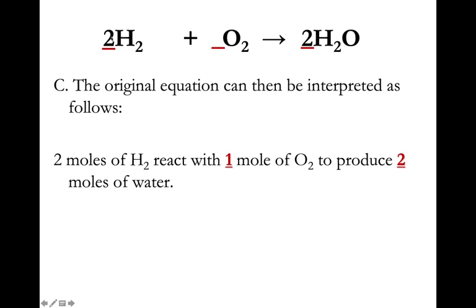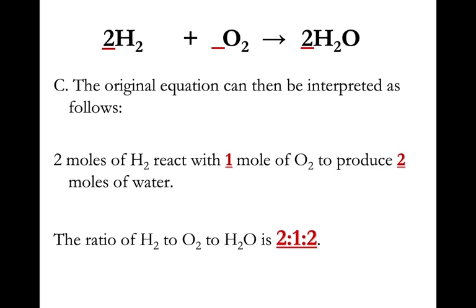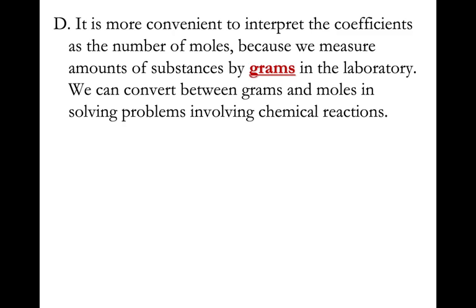But instead of thinking as individual molecules, think of 2 moles of molecules, 1 mole of molecules, and 2 moles of molecules. If you start to see this coefficient relationship here in terms of moles, stoichiometry is going to be very easy for you. Again, the ratio is still the same, 2 to 1 to 2.